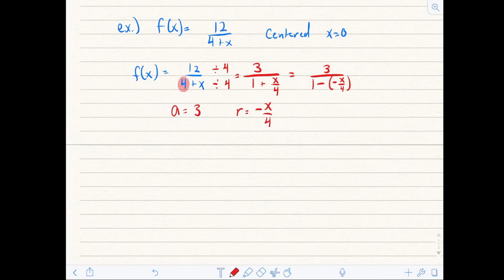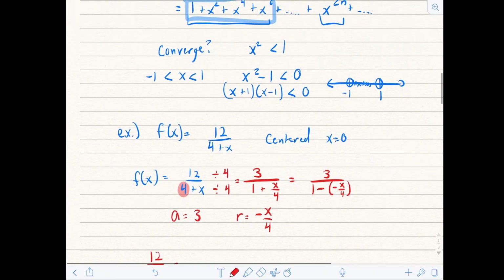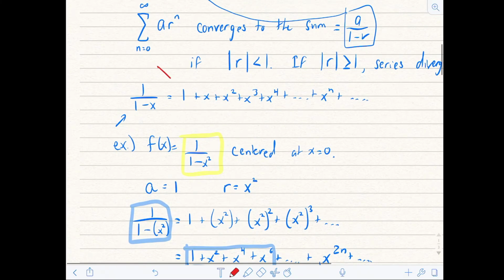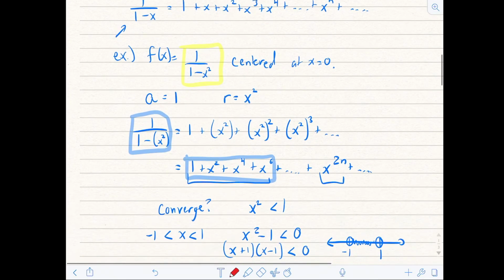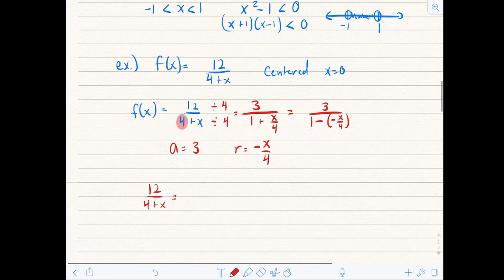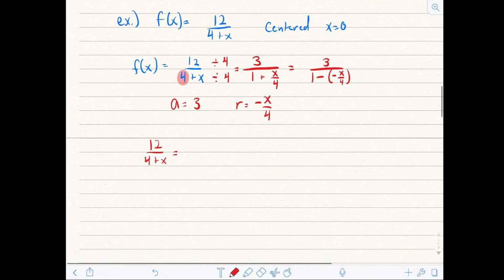And then when I set up the whole problem here, I'm going to start it off by saying, well, 12 over 4 plus x is going to be equal to. Now I look back at my series right here, and I can see how this is actually broken down. So I'm going to start off with, in a sense, the 3. And then I'm going to do minus, because my r value is negative, and I'm going to do 3 parentheses x over 4. Actually, you know what I'll do?